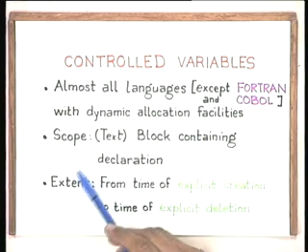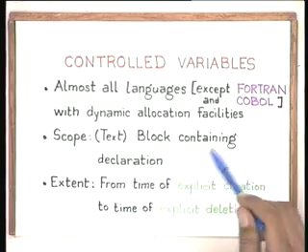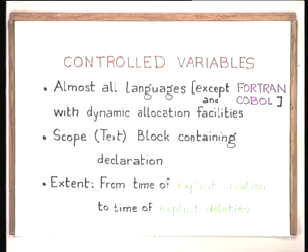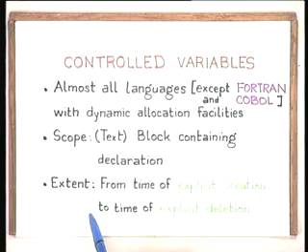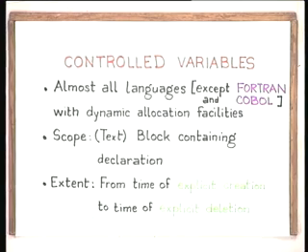So, the scope of a variable is still the block containing the declaration of that variable that has to be dynamically allocated, and the extent of that variable is also determined by the programmer. Therefore, the extent is from the time the program explicitly creates that data object to the time the program explicitly deletes it from the heap, right.